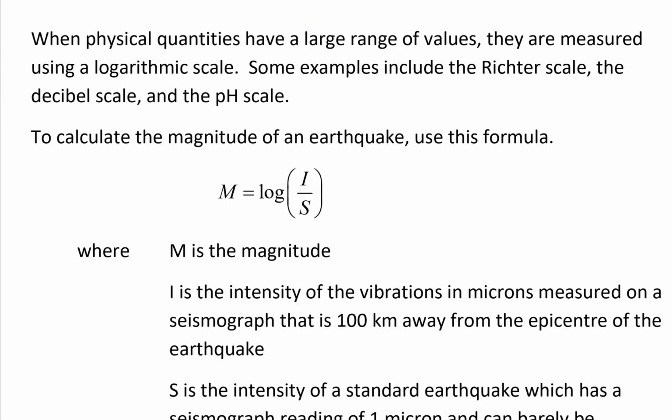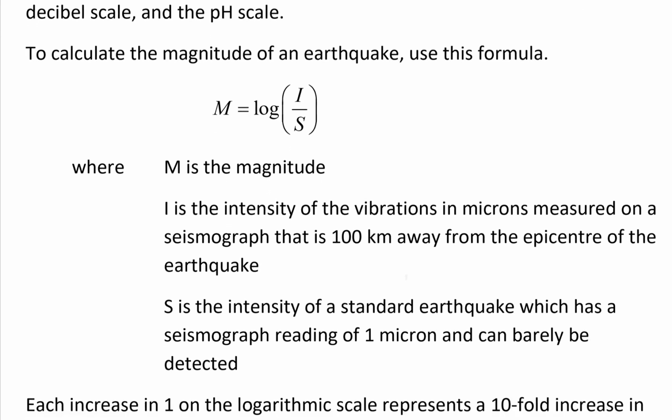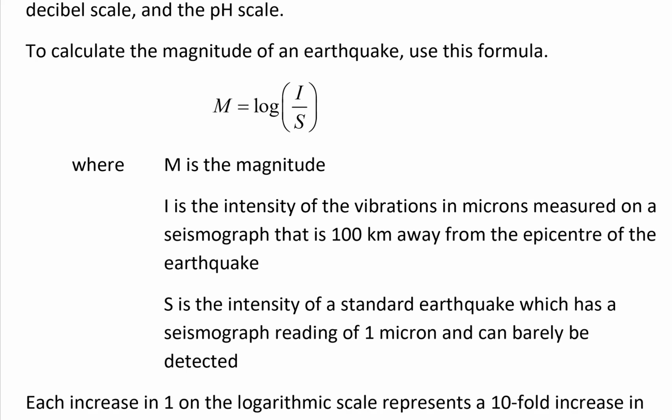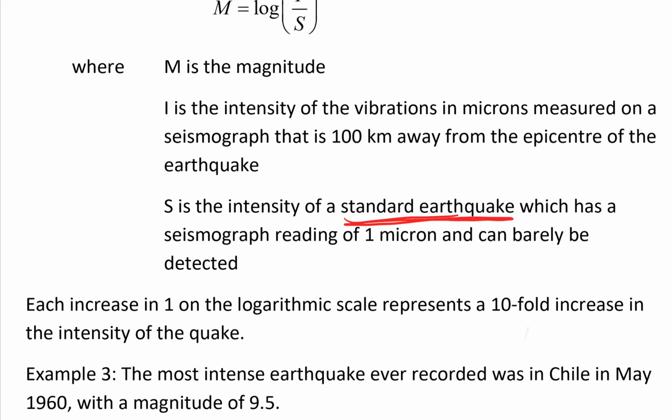All right. My least favorite formula. This is a strange formula. Okay? This one, the Richter scale formula here, M is the magnitude, I is the intensity of the vibrations in microns measured on a seismograph that is 100 kilometers away from the epicenter of the earthquake. S is the intensity of a standard earthquake, whatever that means. I don't know what a standard earthquake is, but that's how this question works. Okay, so let's check this one out.